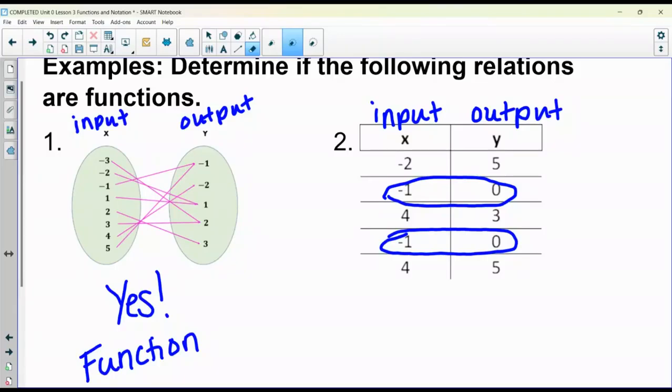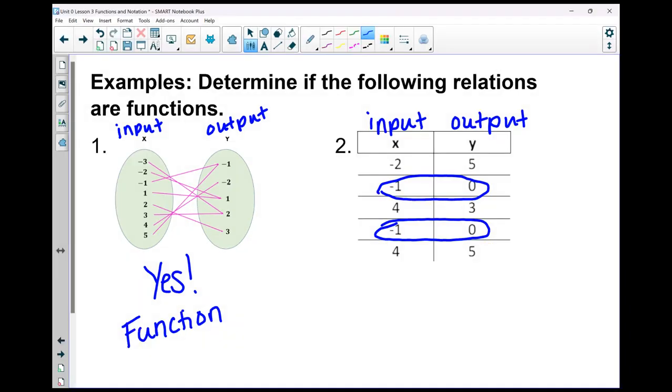Even though we have this redundancy, we still need to go back and check the full list. If we notice, we have an input of 4 here with an output of 3, and an input of 4 here with an output of 5. So as we were saying, we need a unique output for every input. So 4 has 2 outputs, which makes this not a function.